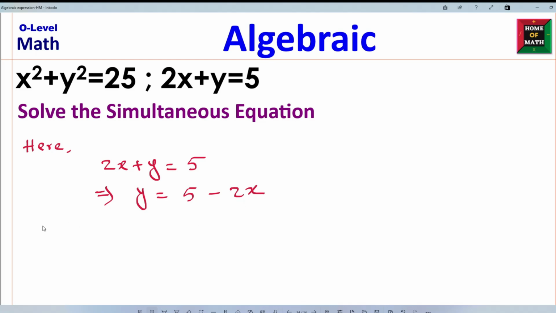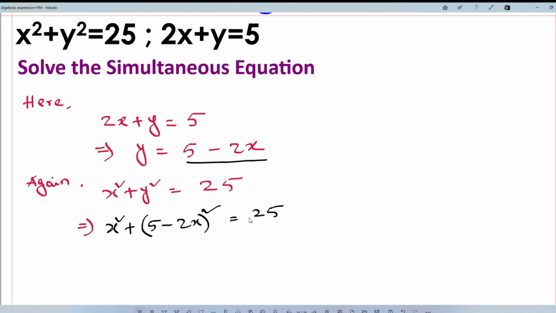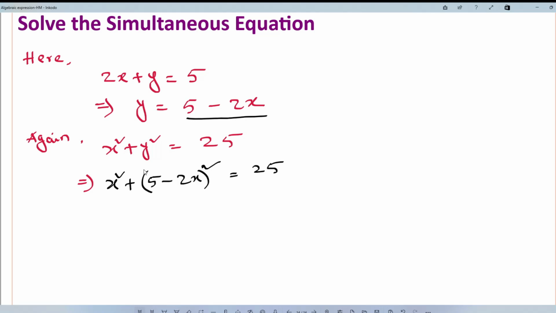Okay, again, x square plus y square equal 25. This y equal 5 minus 2x we can put here. So x square plus (5 minus 2x) square equals 25. Look, this equation had two variables, x and y, but now there is one variable, which is x.